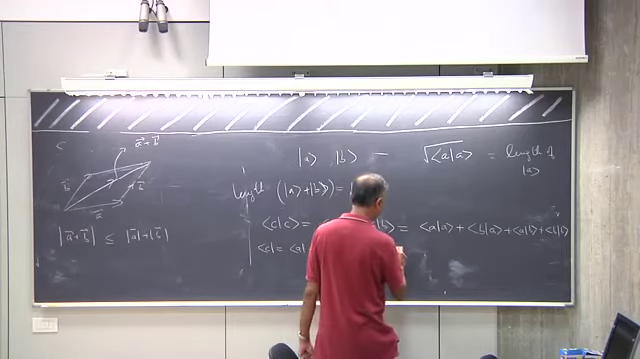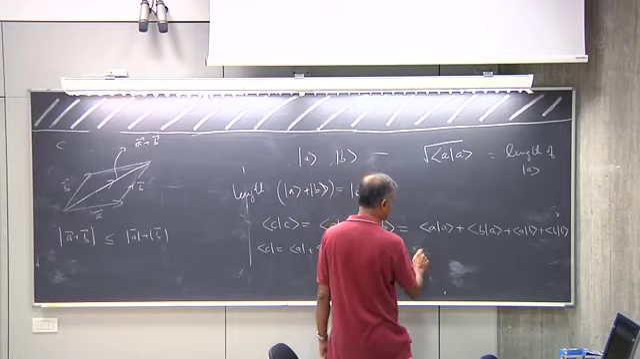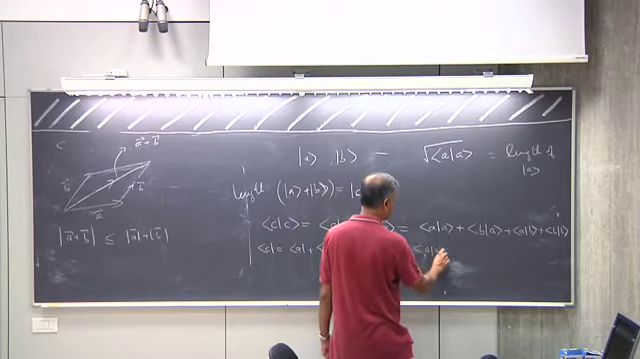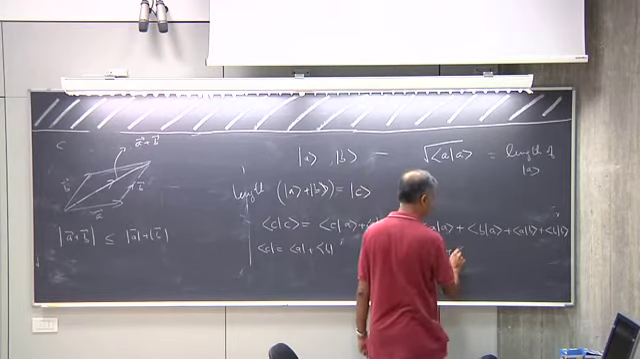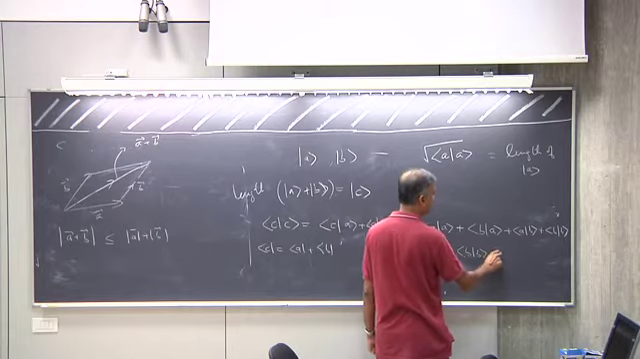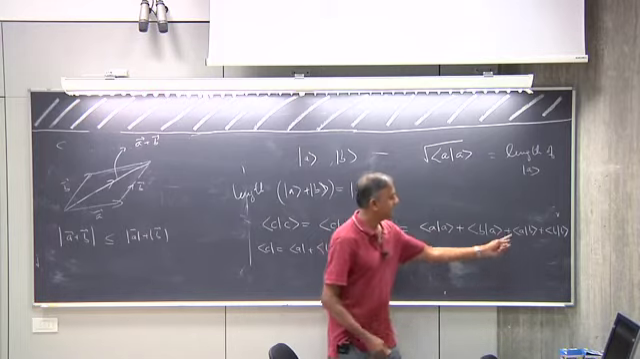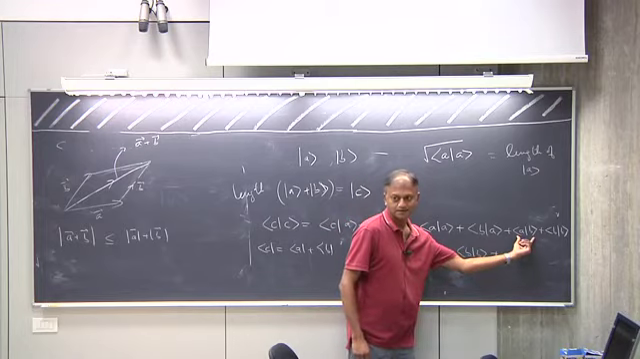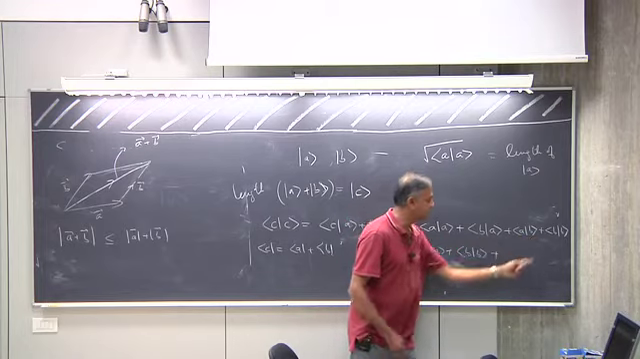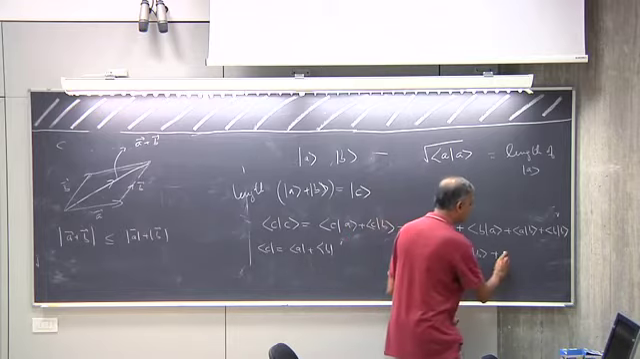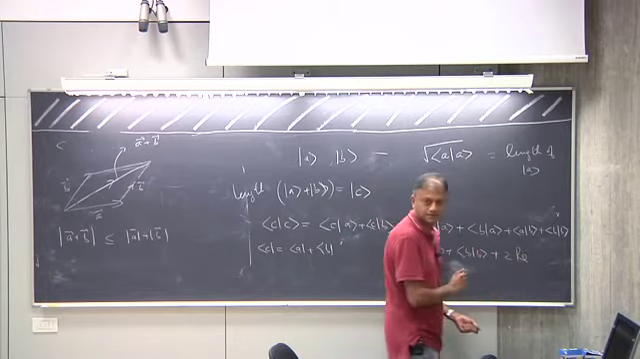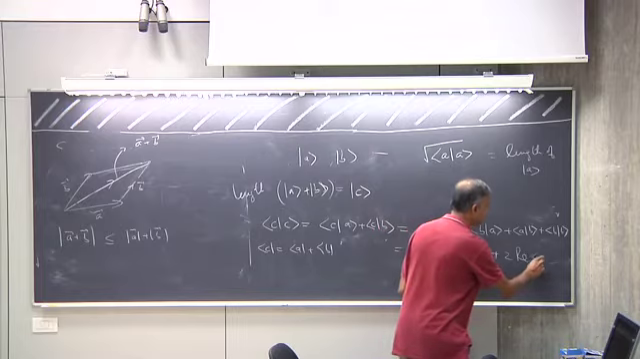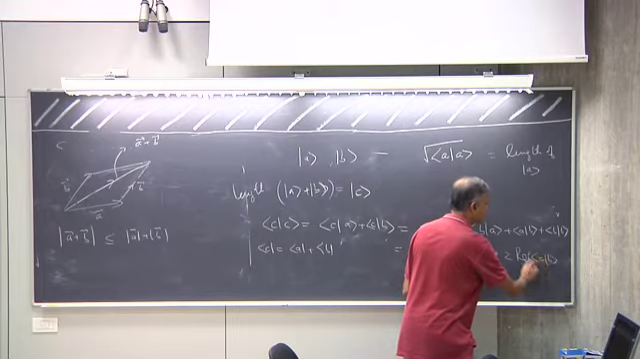So what is this? This is AA plus BB plus, you see you have AB plus BA, but BA is the complex conjugate of AB, right? So this quantity is 2 times the real part of AB, right?